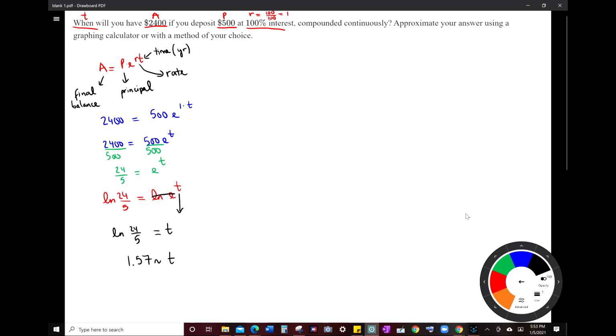Alright, I hope this video helped you understand a little bit more on how to use natural log to solve exponential function problems.